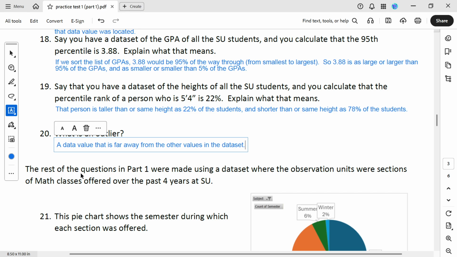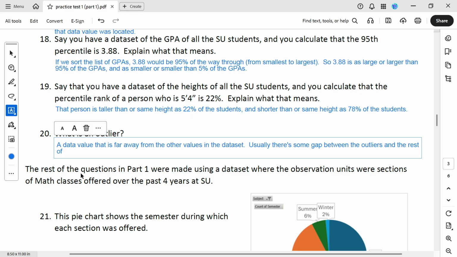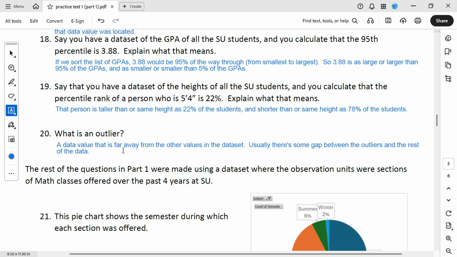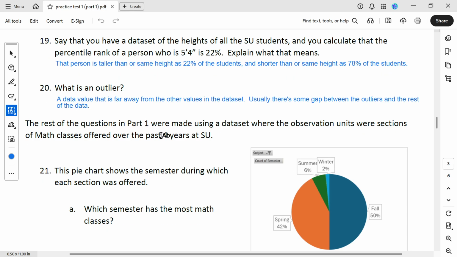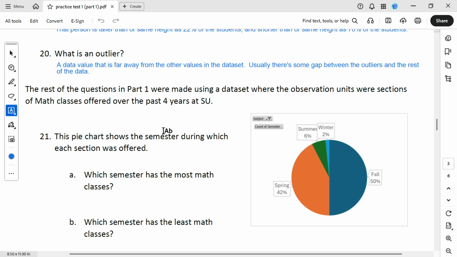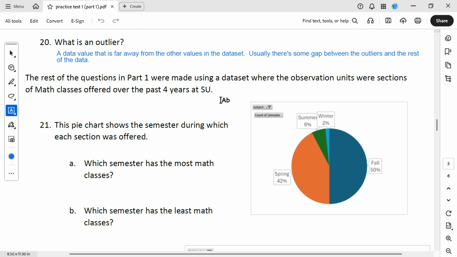But usually there's some pretty big gap before the outliers. There's some gap between the outliers and the rest of the data. Okay. So the rest of the questions here in part one were made using a data set where the observation units were sections of math classes. So sections of math classes offered over the past 4 years at SU.